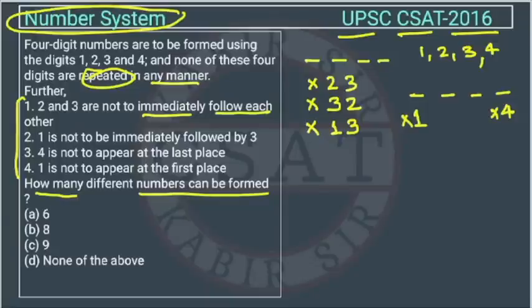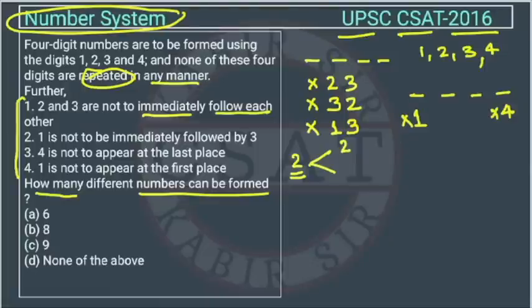So now how will we do it? We will go one by one. See, 1 cannot come first, so the number will start with 2. If the number is starting from 2, after 2 there are 2 possibilities, right? So can we write 3 after 2? No, 3 cannot come after 2. 4 can come after 2, yes, right?